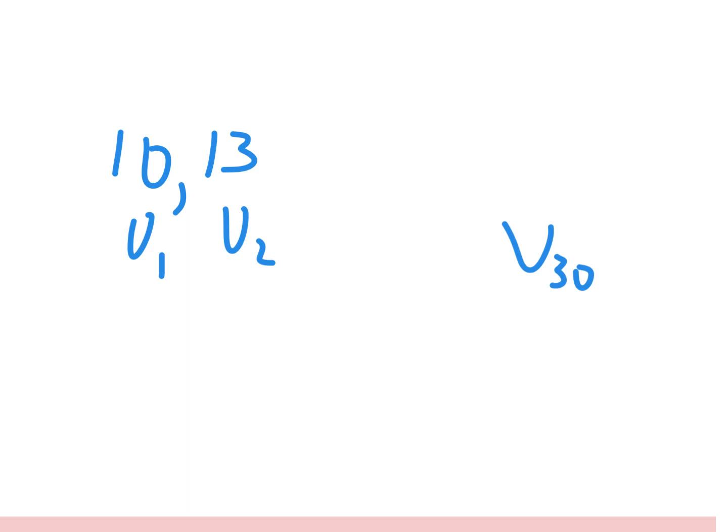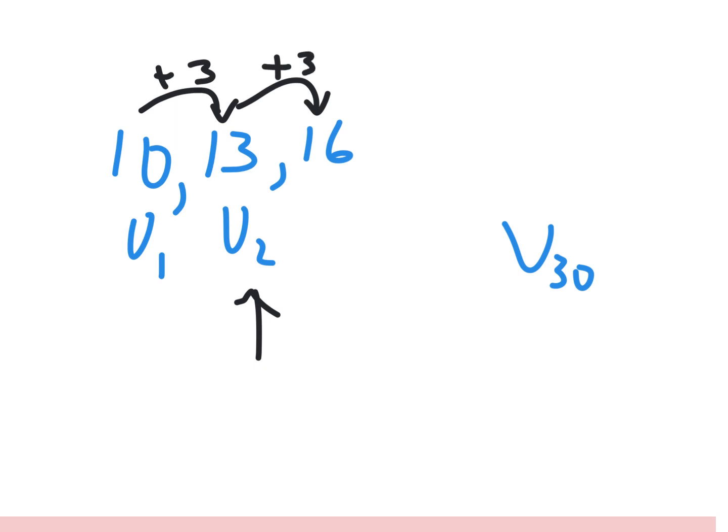But the weird part is I'm not going to have to add 3 30 times. Just want to explain why for a second here. We added 3 once to get the second term. If I add 3 again, you get, I added 3 twice to get U sub 3. See what I mean? It's always 1 less than whatever number you want.